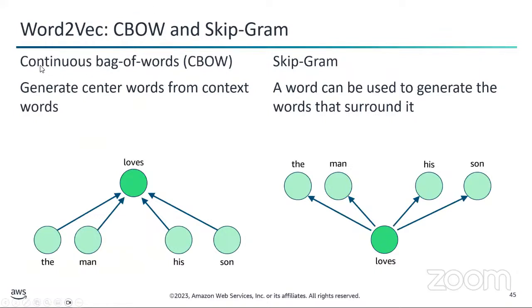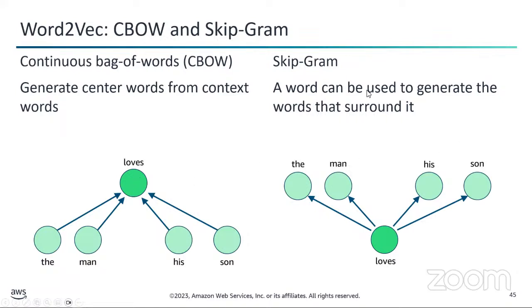So there's another technique in word2vec called continuous bag of words and skipgram. CBOW generates the center word from context words. For example, in "the man loves his son," loves is the center word, and all these other four words are basically centered around this keyword context. This is giving you the context.